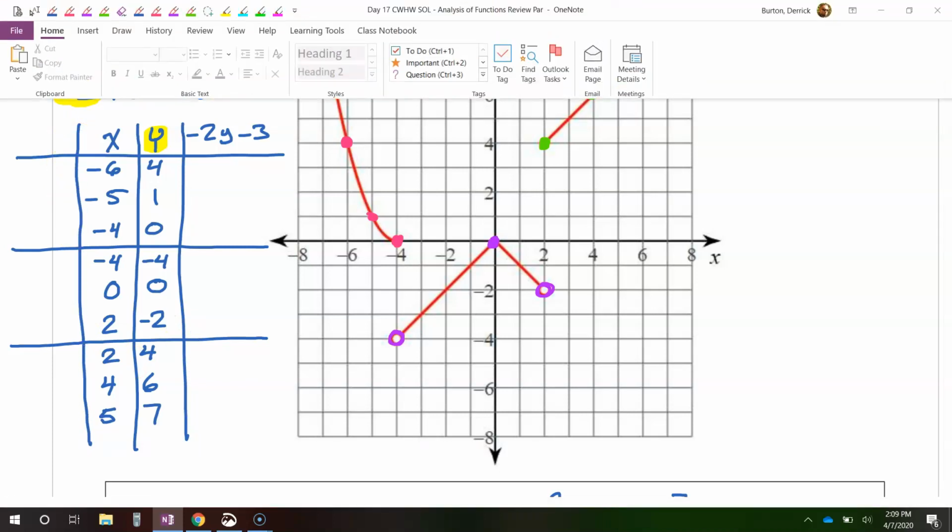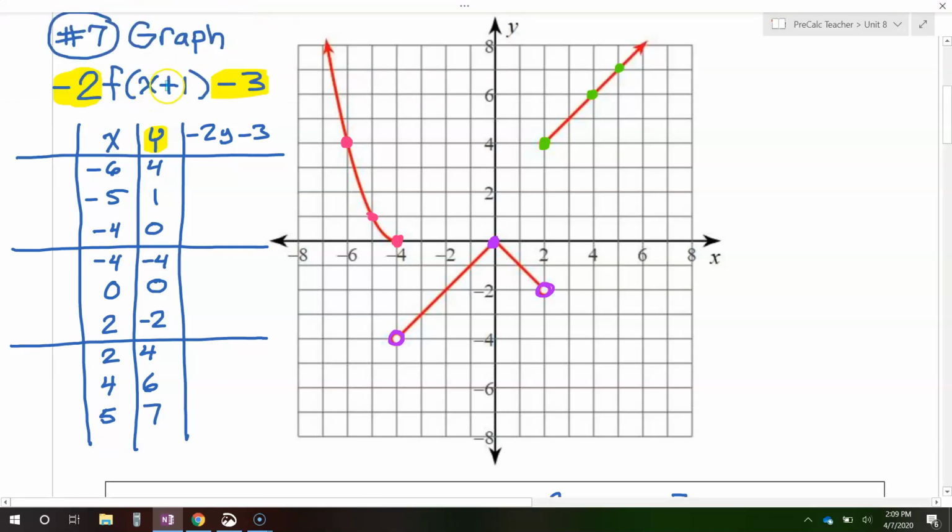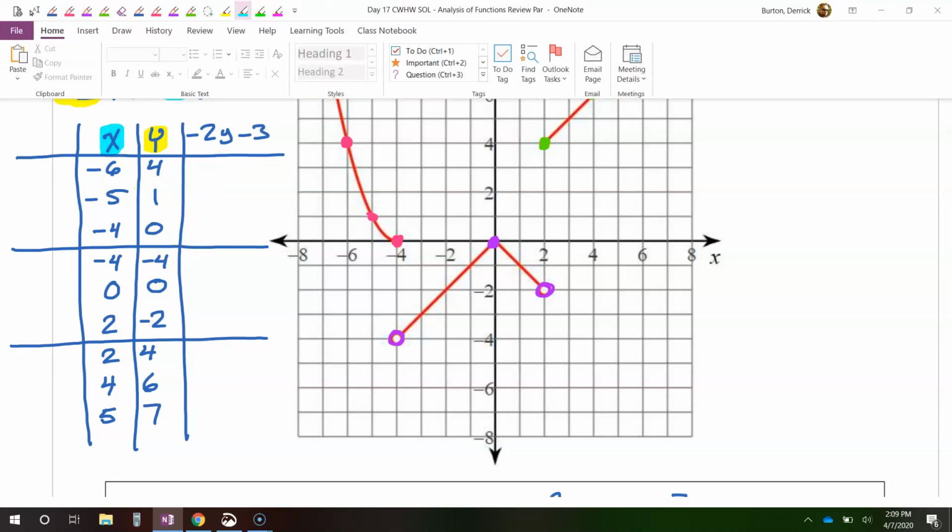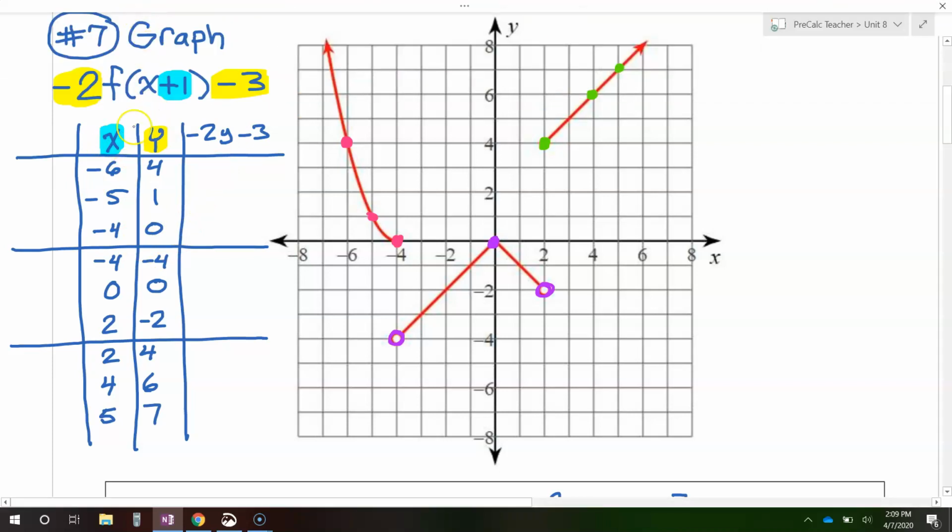Okay, so my new x values are going to come from what's going on inside the function. All right, so this is going to affect my x values. Now be careful because whatever's going on inside the function is the opposite of what it looks like. So this is actually a shift left 1. So that's why my new x values will be x minus 1 values.